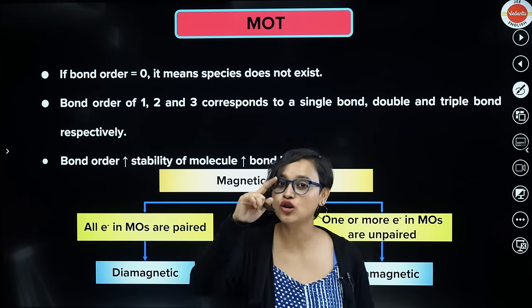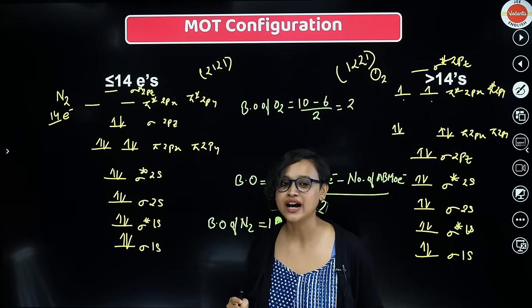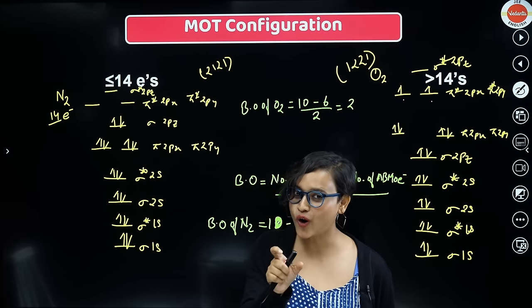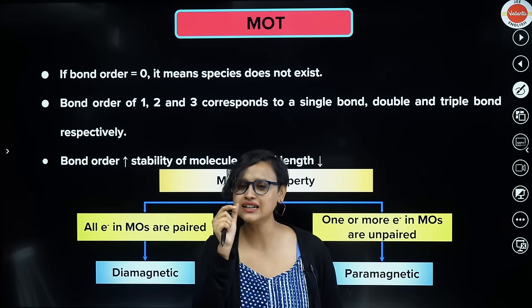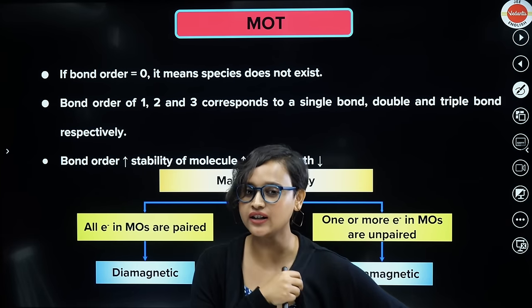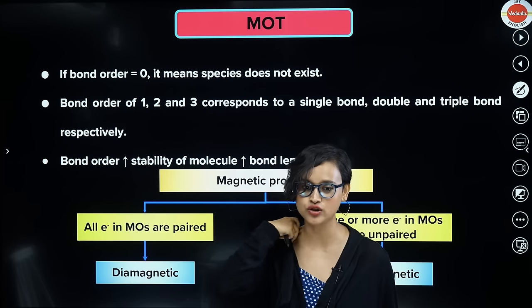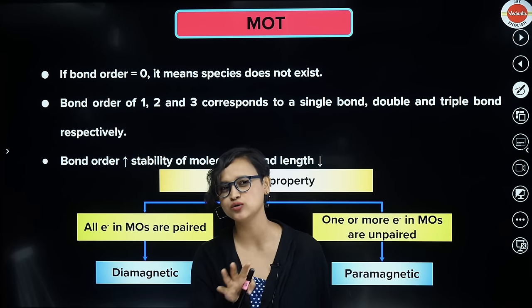Now, if bond order is more, stability of the molecule is more, but bond length is less. So, nitrogen has a lesser bond length, oxygen has a little more bond length, okay? All right, understanding everybody? Got it very clear? We are almost about to end the chapter, guys. I think another 8 to 9 slides and that's it.